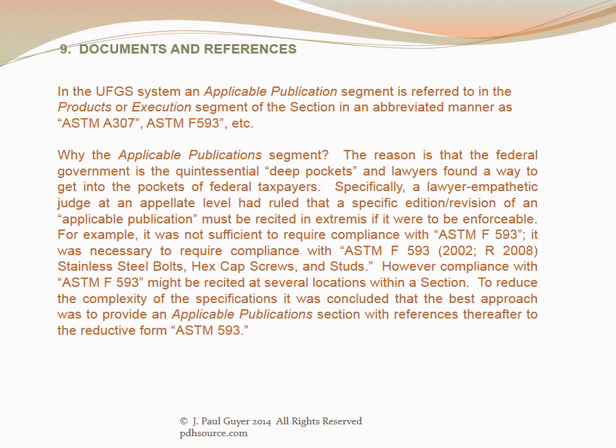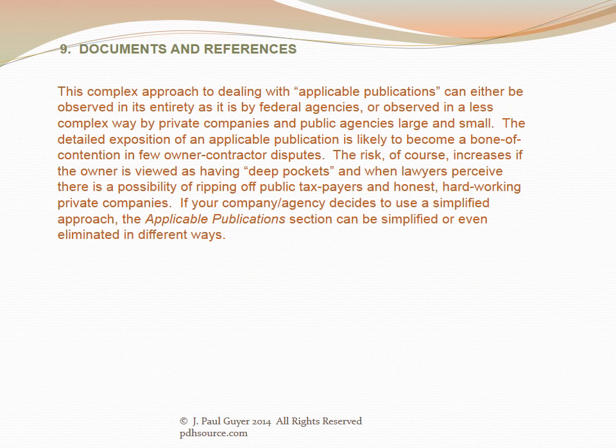However, compliance with ASTM F593 might be recited in several locations within a section. To reduce the complexity of the specifications, it was concluded that the best approach was to provide an applicable publications section with references thereafter to the reductive form ASTM F593. This complex approach to dealing with applicable publications can either be observed in its entirety as it is by federal agencies, or observed in a less complex way by private companies and public agencies, large and small.